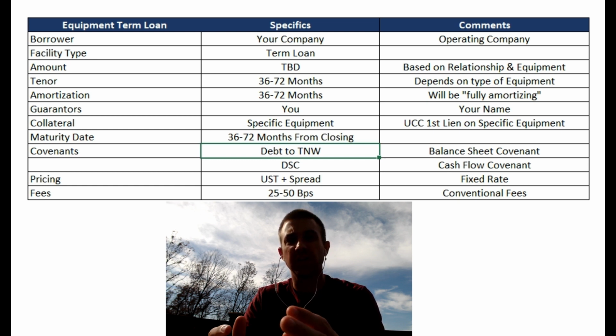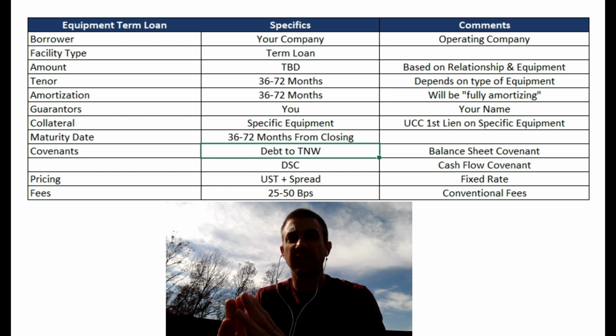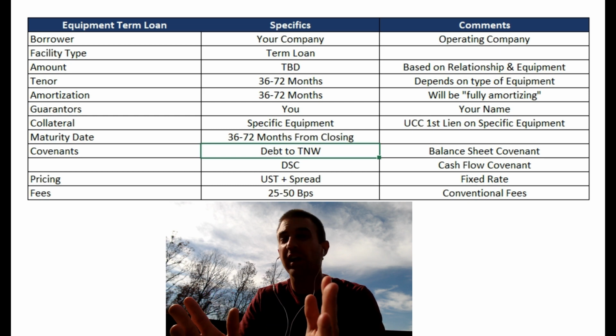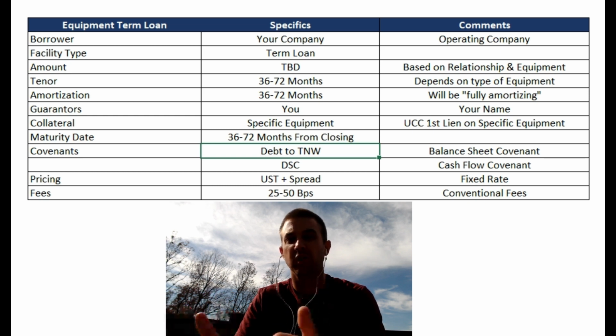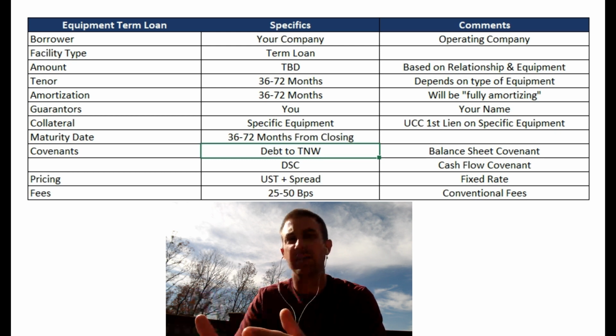Covenants. So with these particular types of facilities, and this is pretty much across all banking relationships, this is a very conservative structure. A lot of times you'll just see a cash flow covenant, which is the debt service coverage, which we all kind of know, but I'll talk about it anyway. But first, I wanted to talk about a balance sheet covenant. One of the balance sheet covenants that can be used is a debt to net worth covenant, a debt to tangible net worth covenant.